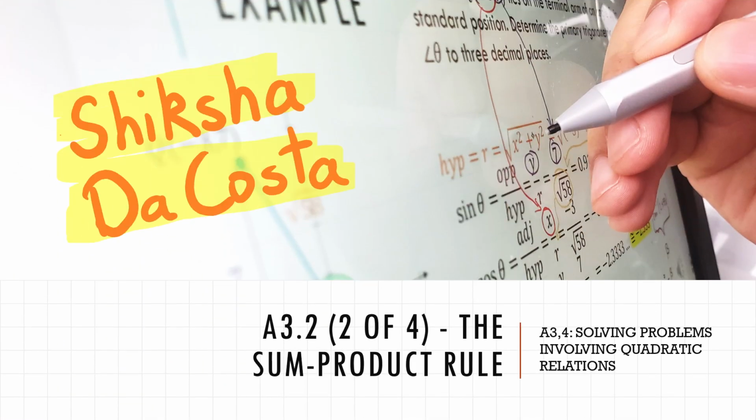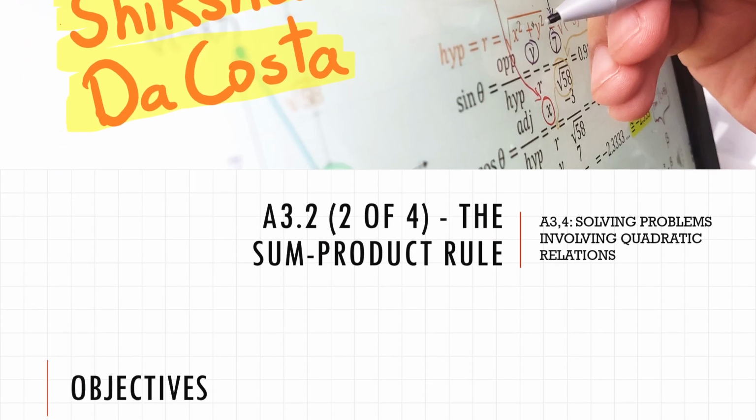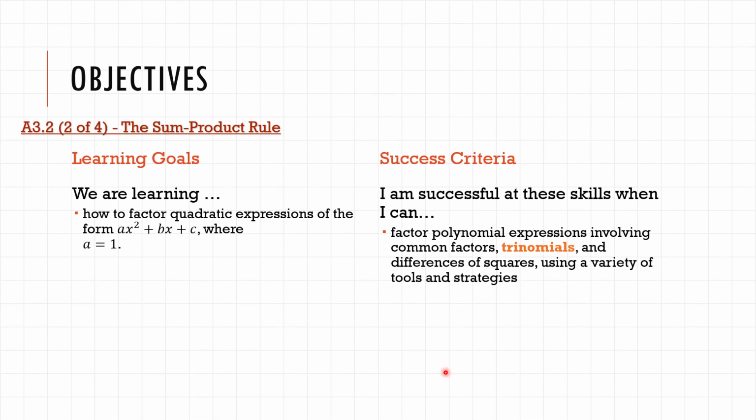Today we're going to learn about something called the sum product rule. The sum product rule is going to teach us how to factor a quadratic expression, which is in standard form, if the value of a is 1. In other words, if you only see it start with x squared, then we're going to learn how to factor that today.